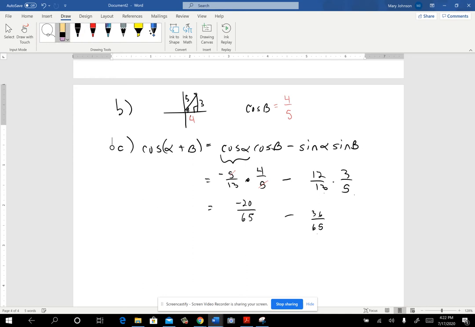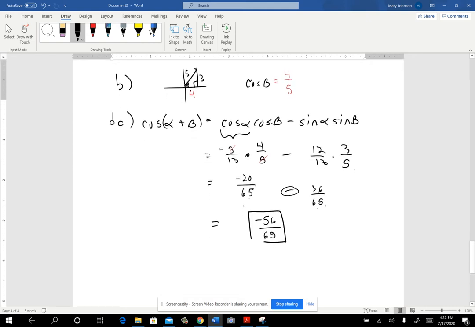Let me backtrack. Since we need common denominators to be able to subtract, a negative 20 minus a 36 would be negative 56 over 65. And then I would have to see if I could simplify. Probably the easiest thing to do there is just to type in the 56 divided by the 65 on your calculator and bring it back as a fraction. You can tell that way real quick if it would work or not. So this would be the value for the cosine of alpha plus beta.